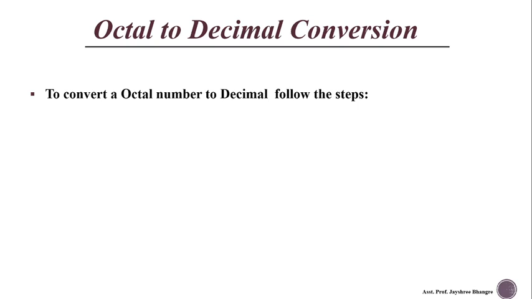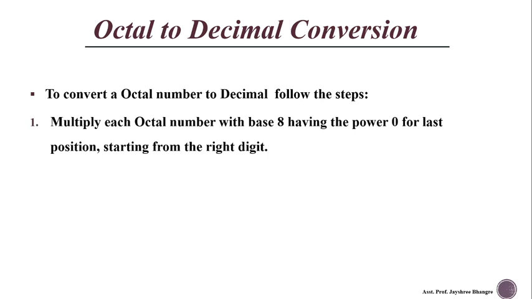So the next conversion is octal to decimal conversion. Again, to convert an octal number to its equivalent decimal, we have to follow some steps. That means again we have to use the positional weight method. In this method, we multiply the octal digits by the base 8 with power 0 for the last position, starting from the right digit. Again, we start from the LSB digit and move towards the MSB with increasing powers.